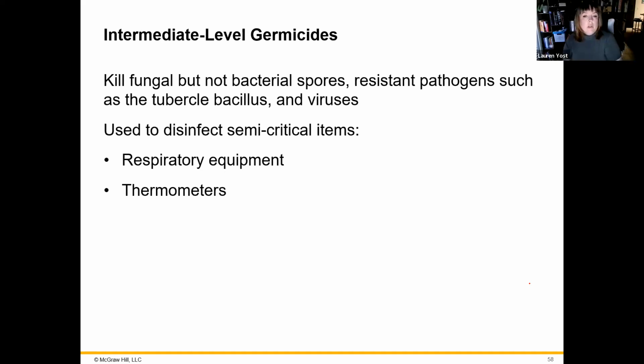Then our intermediate level, you don't need to kill the bacterial spores, but you want to kill as much as possible. So this would include respiratory equipment and thermometers.